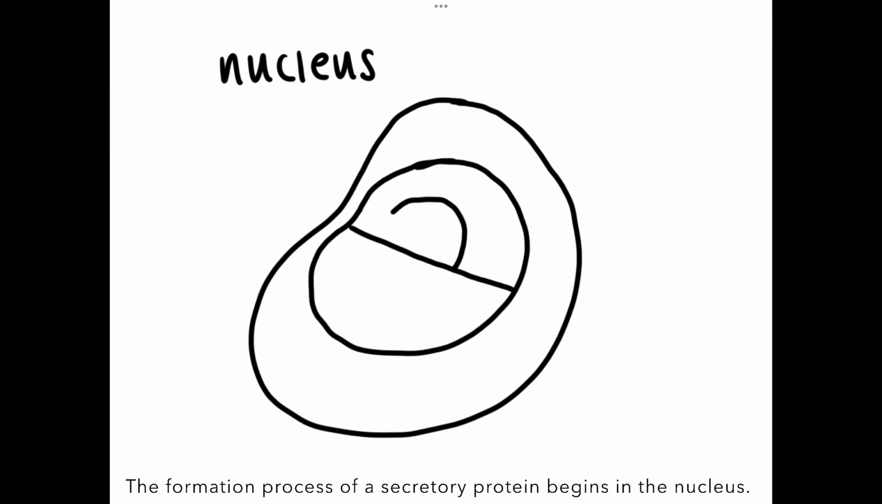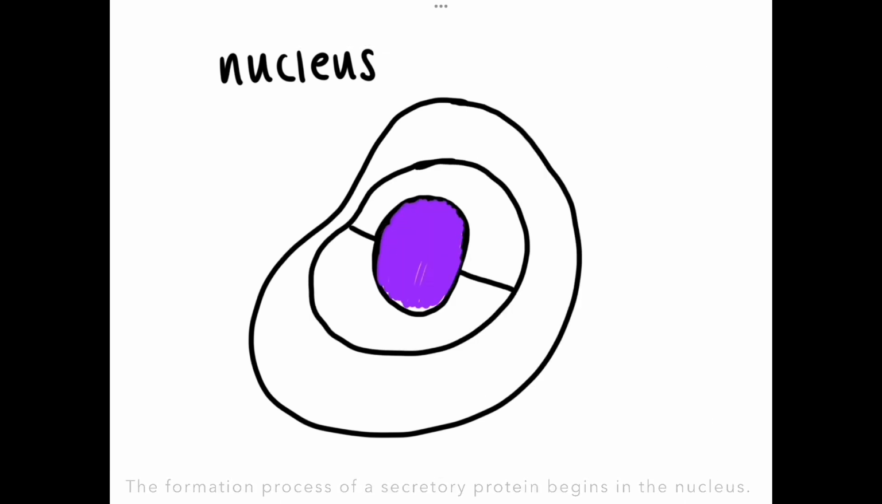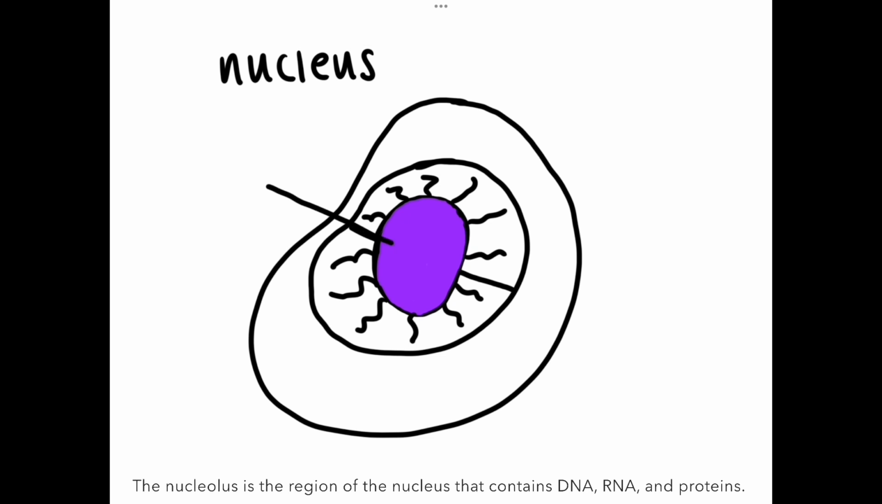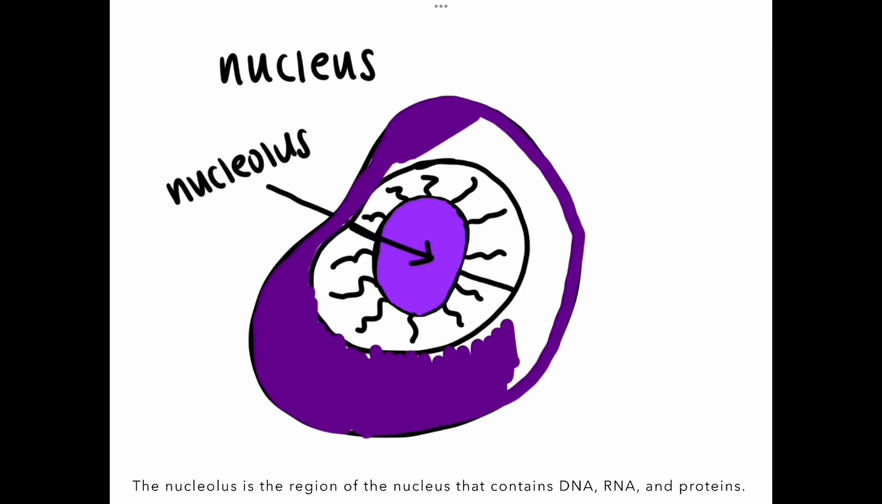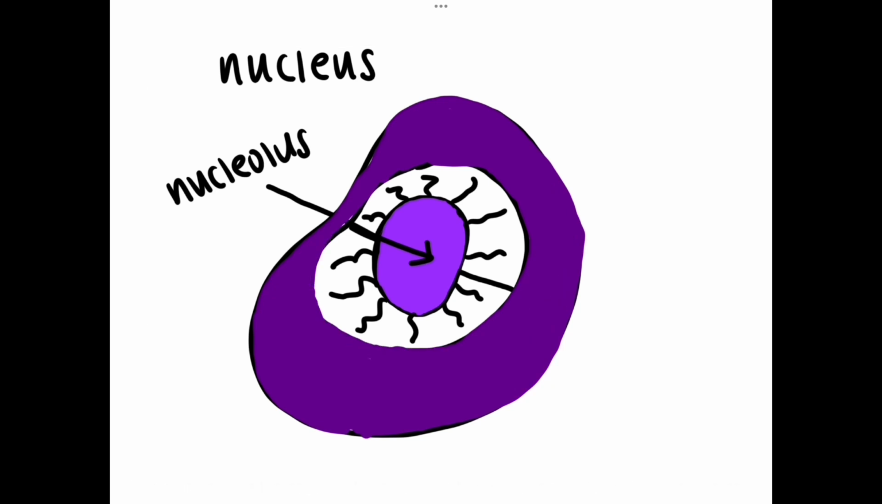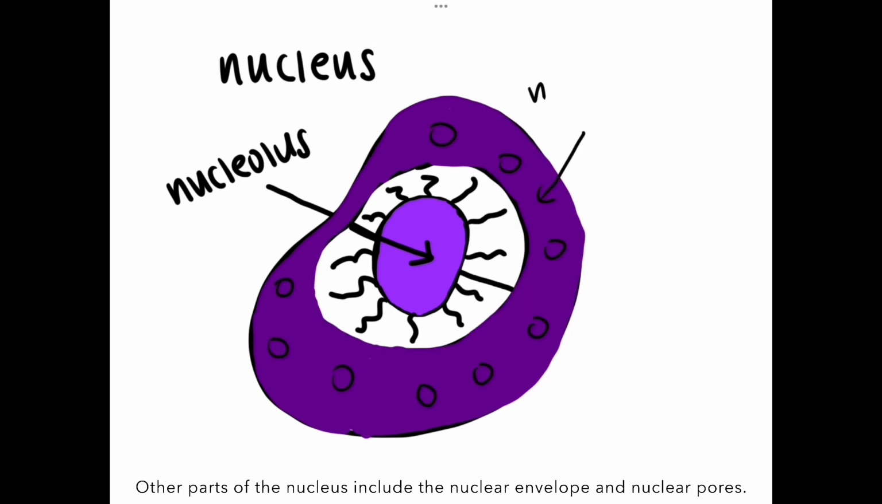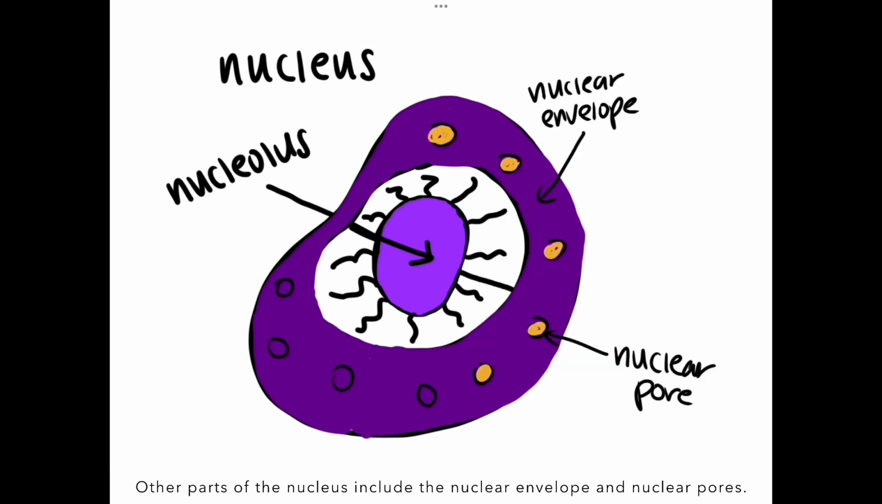The formation of a secretory protein begins in the nucleus. The nucleolus is a region of the nucleus that contains DNA, RNA, and proteins. Other parts of the nucleus include the nuclear envelope and the nuclear pores.